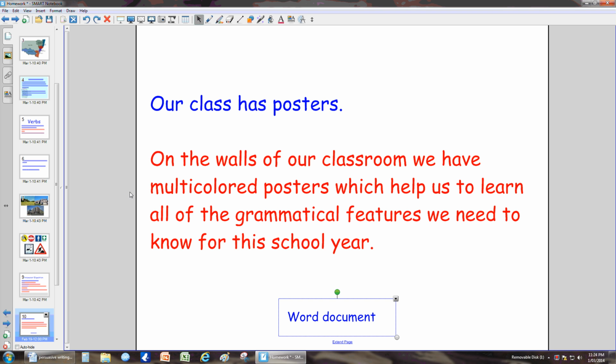Those 2 sentences say the same thing. They both say that we have posters in our classroom, but the red one is so much more detailed, so much more descriptive, and so much more complex, and that's what we need to be trying to do in our writing now, to be more detailed and persuasive. You need to look at every little bit of detail in your writing and how can I make it better.